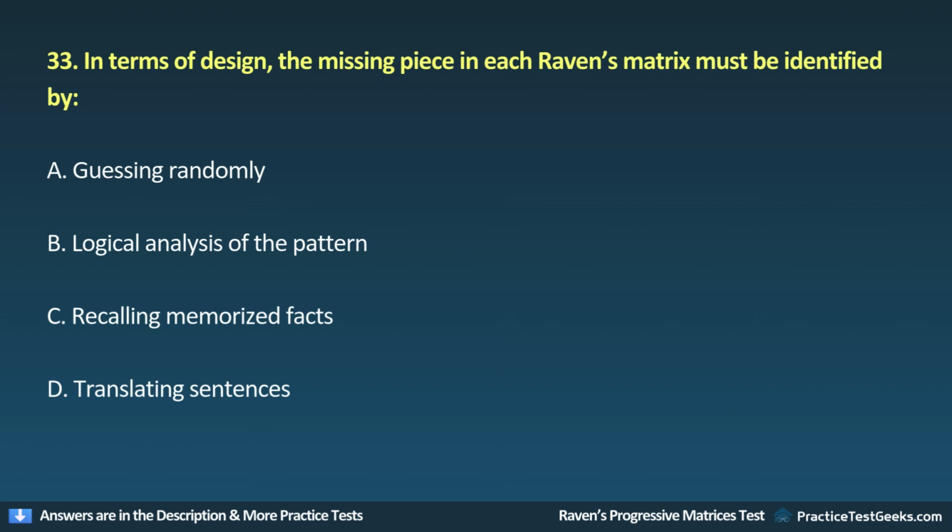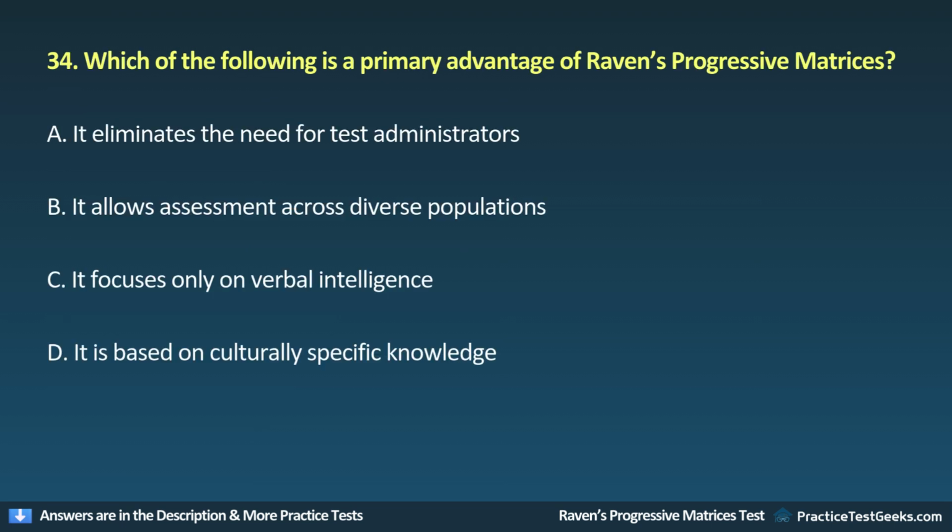33. In terms of design, the missing piece in each Raven's matrix must be identified by A. Guessing randomly. B. Logical analysis of the pattern. C. Recalling memorized facts. D. Translating sentences.